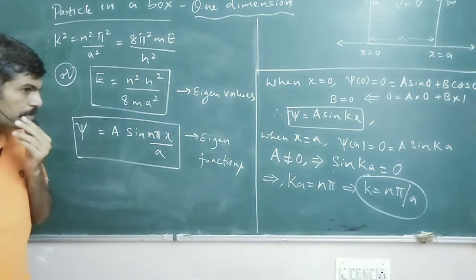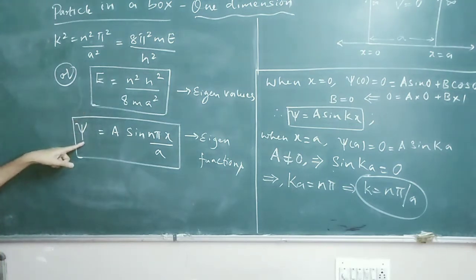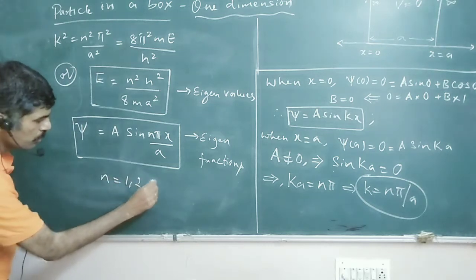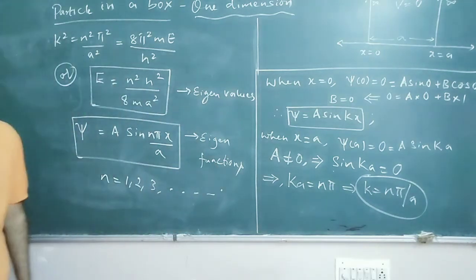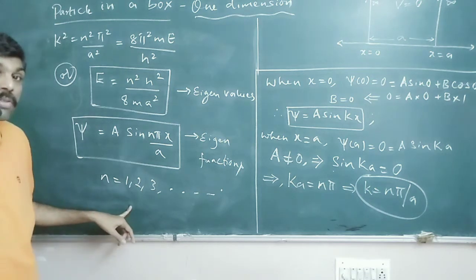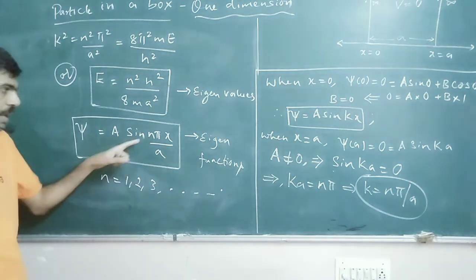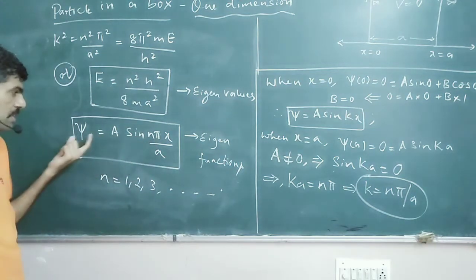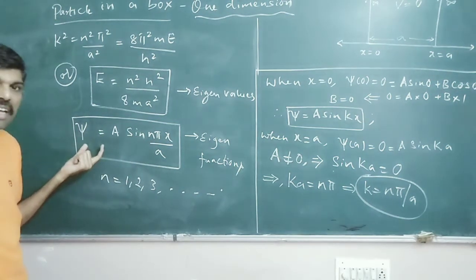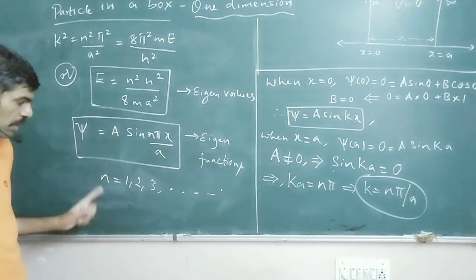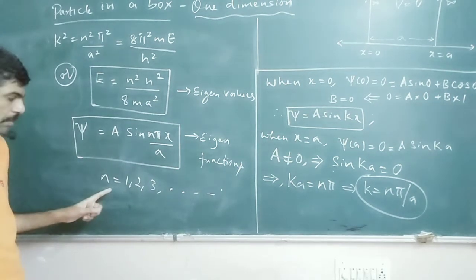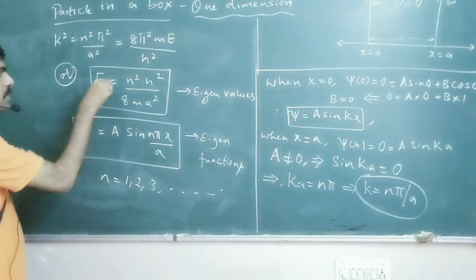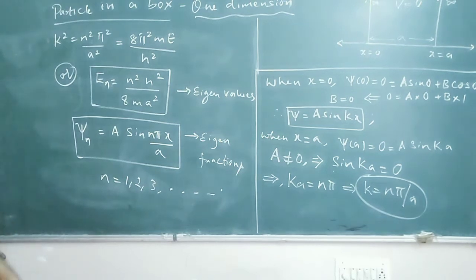Please remember that both E and psi depend on the value of n, where n can take the values 1, 2, 3, etc. You will of course curiously say that n can also take the value 0. If you put n equal to 0, then this sine function will become 0, which means psi will become 0. But psi cannot be 0 inside the box. So therefore, n cannot be 0, but it can take the values 1, 2, 3, 4, etc. And hence we can use the subscript En and psi n.